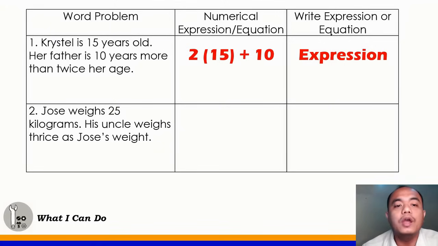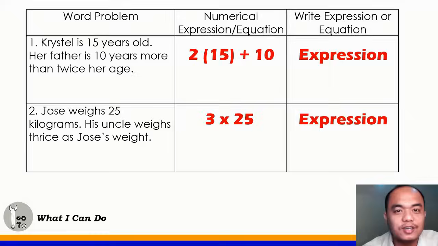Number 2, Jose weighs 25 kilograms. His uncle weighs twice as Jose's weight. So how will you translate that into expression or equation? Yes, so that's simply 3 times 25. And 3 times 25 is an example of, again, an expression.